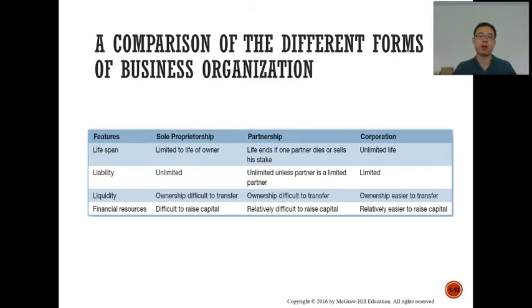So a very brief comparison of the different forms of business organization. For the sole proprietorship, the lifespan is limited to the life of the owner, and for the partnership, the life will end if one partner dies or sells his stake, while the corporation has an unlimited life. Proprietorship and partnership have unlimited liability unless the partner is a limited partner, while the corporation has limited liability. The proprietorship and partnership owners face difficulty transferring their ownership, while the shareholders of the corporation find it relatively easier to transfer their ownership by selling their stocks.